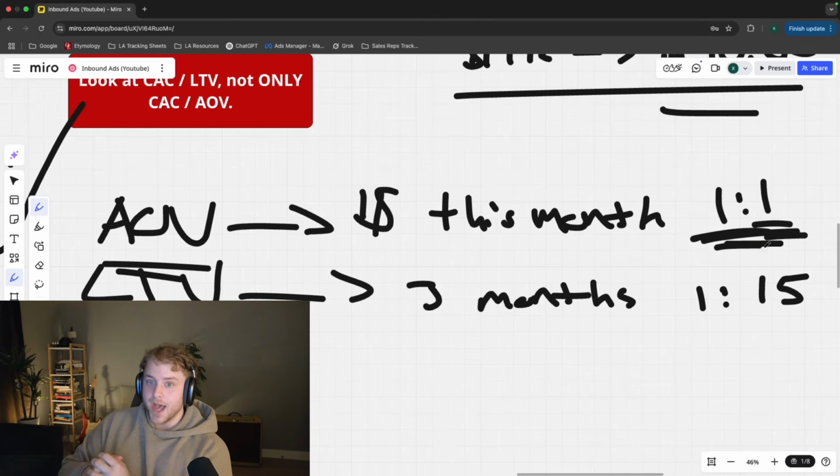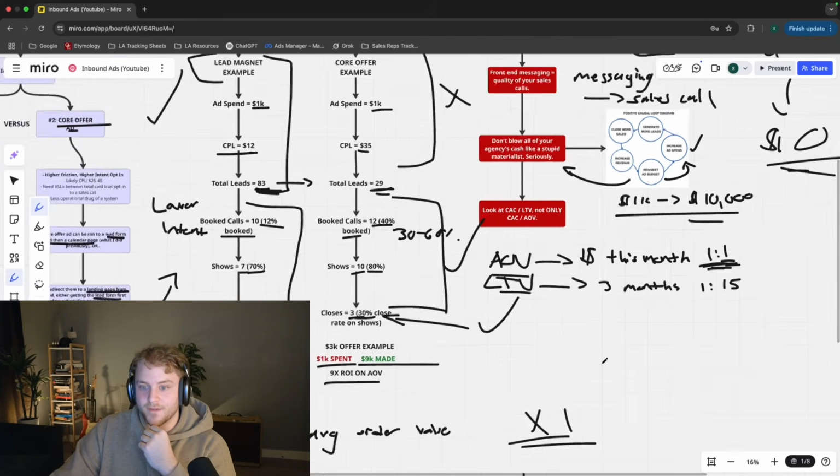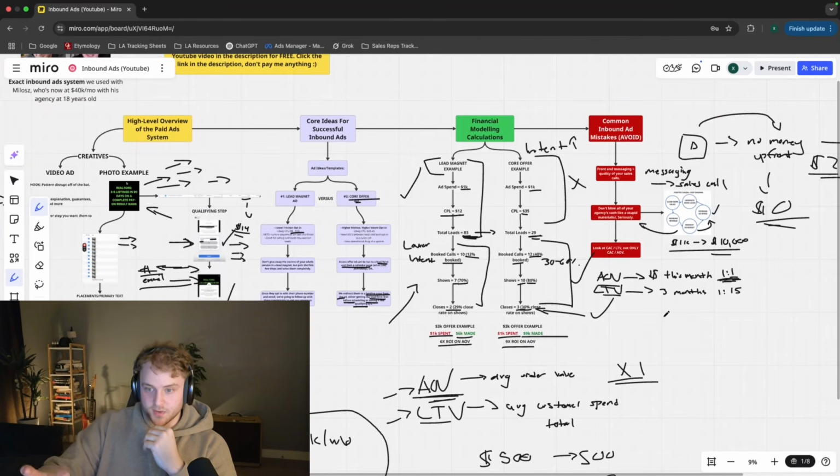Because if you're patient and you don't spend your money like a materialist, like I just said, you can put $1 in, get 15 back. Put $1,000 in and get 15K back. And it's entirely possible when you have a profitable paid ad system like this one. Wow, that's a lot of drawing.